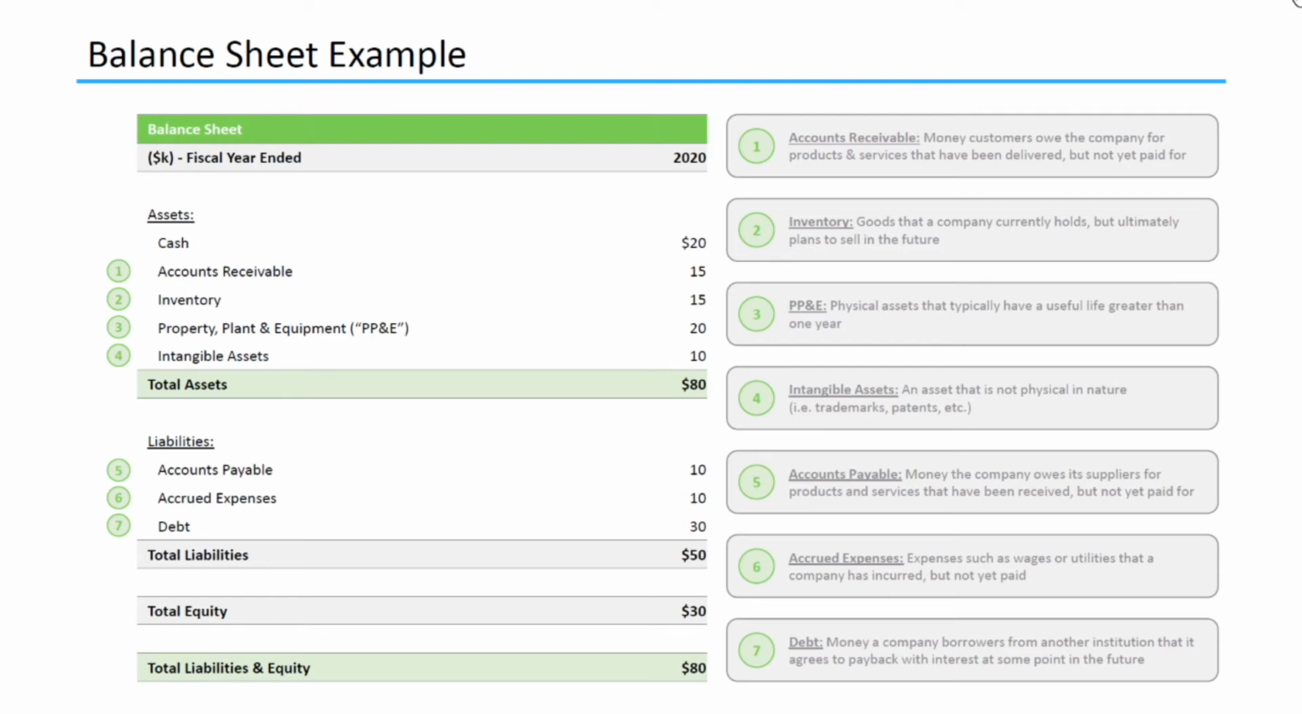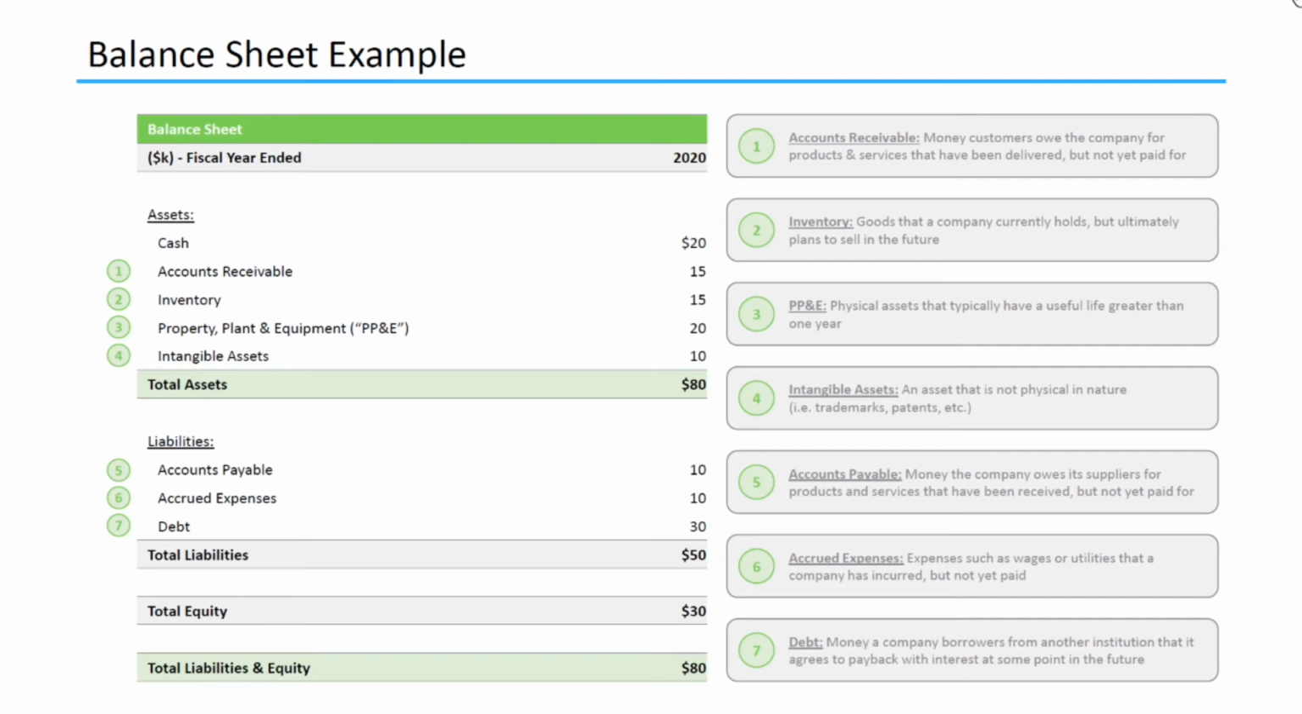So for example, if the company sells a customer a product, but that customer has not yet paid for that product, accounts receivable will capture the IOU from the customer. Next, we have inventory, which outlines the value of goods that a company has ready to sell, but has not yet sold. After that, you will typically see property, plant, and equipment, known as PP&E, which outlines the value of physical assets that typically have a useful life greater than 1 year.